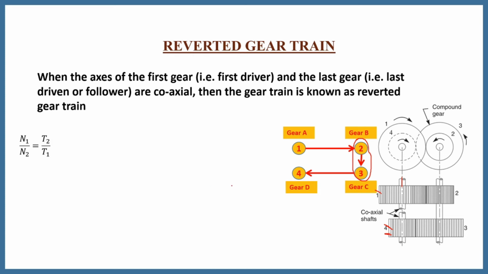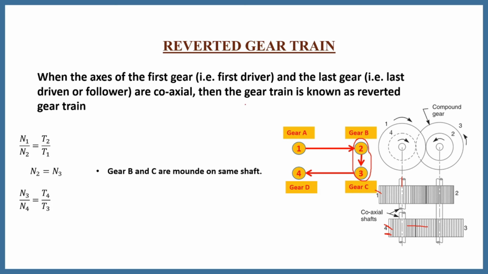Now, if you want to find out the velocity ratio, n1 upon n2 is equal to t2 upon t1. Again, gear 2 and gear 3 are the compound gears, that's why n2 is equal to n3. Again, n3 upon n4, that means from 3 motion is given to the 4. n3 upon n4 is equal to t4 upon t3.